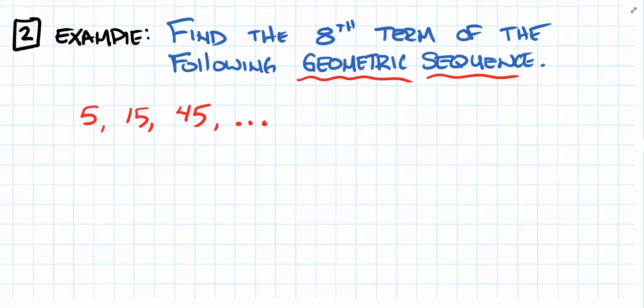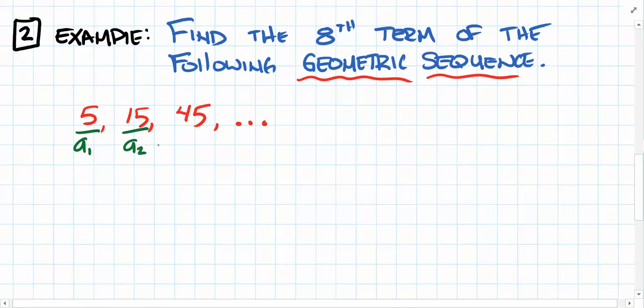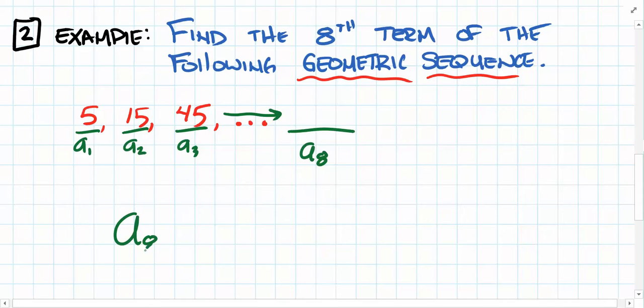Box number 2 is an example. It says, find the 8th term of the following geometric sequence. The first term is 5, the second term is 15, the third term is 45. I would like to be able to skip up and know what the 8th term is. That's our goal. We know that a sub 8 has to be the very first term, a sub 1, multiplied by the common ratio to the 8 minus 1 power.